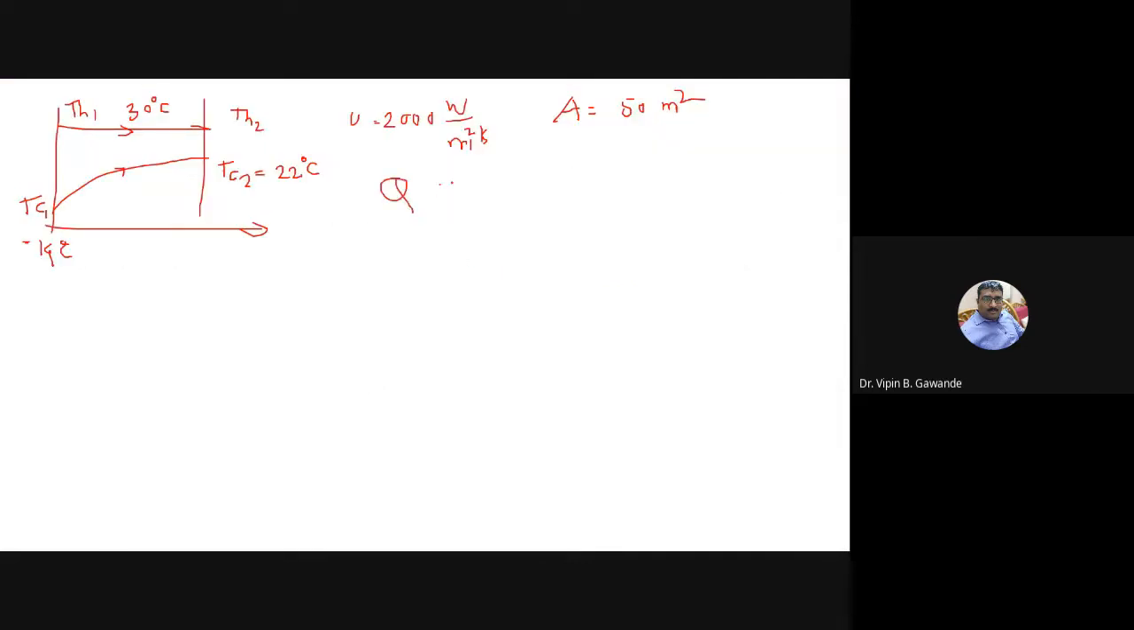Net heat transfer means what? We have to calculate the value, and this should be in megawatt. Now, what is the value? We know that Q is equal to U A theta M. The unit here is watt.